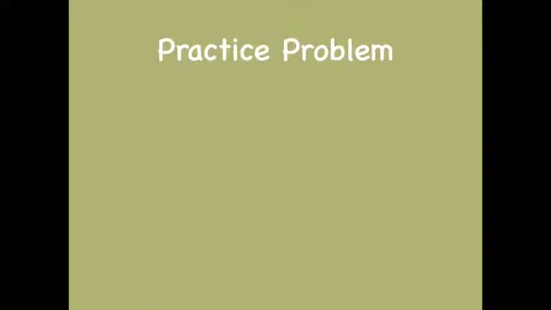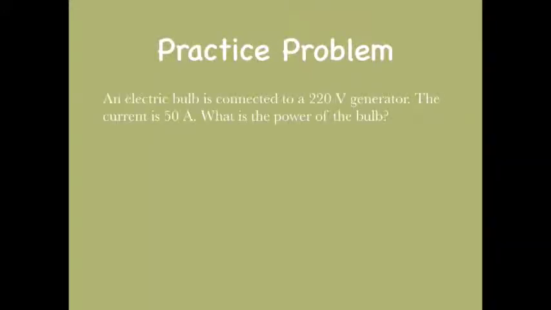So let's solve a problem on the concept of power. I have a question in which you have a bulb connected to a 220 volt generator and the current is 50 amperes. What is the power? So by using this formula, I have the value of V to be 20, I to be 50. So power will be 1000 joules. Please change the question. It's not 220, it's 20 volt.